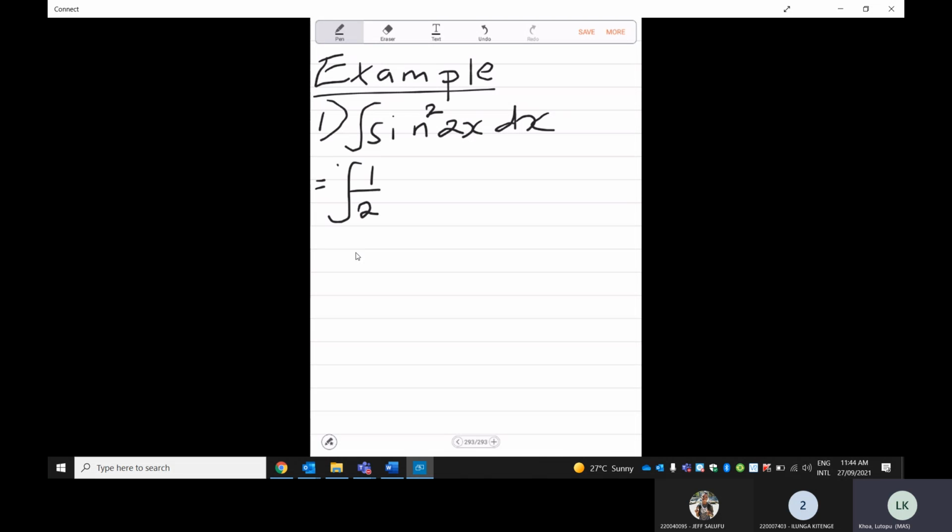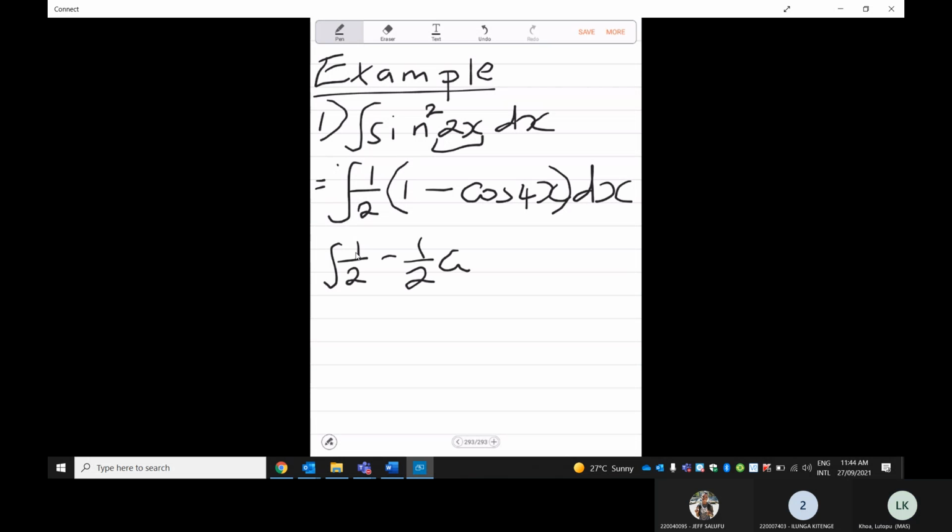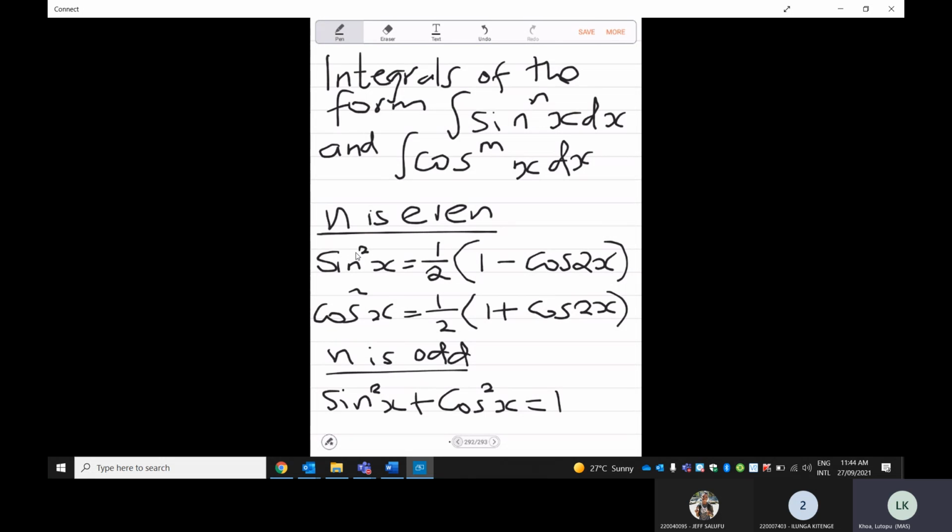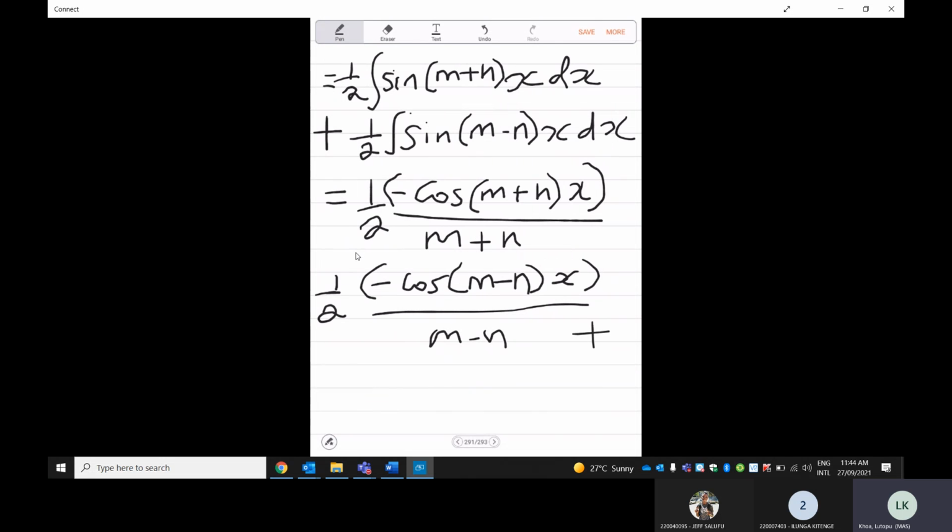We have a half outside, and then 1 minus, because it is sine, and then we say cos, and then the double of that angle. So this is cos 4x dx. Okay, so I'm using the double angle identity to rewrite this. Then you would multiply out your brackets. So I have the integral of half minus a half cos 4x dx. And then I forgot a c here. I'm just remembering now. There's a plus c there.